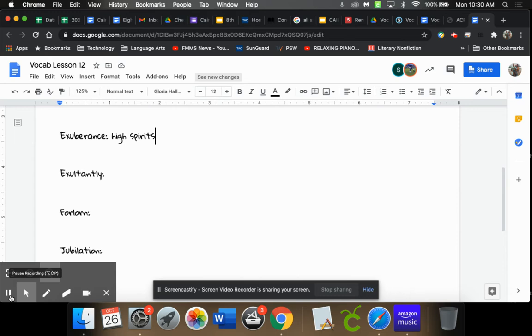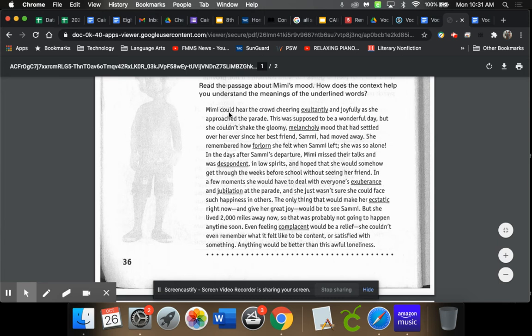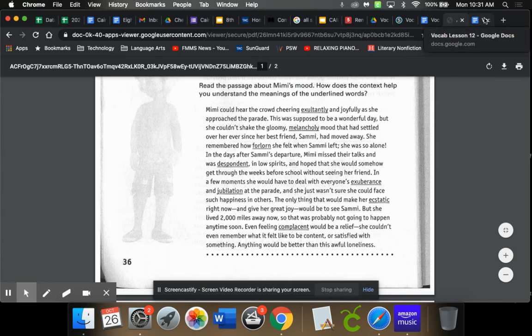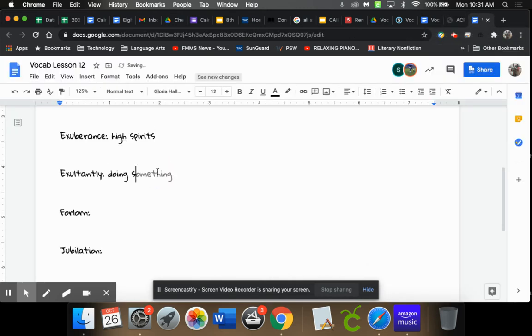All right, and exultantly is in the very first sentence. Mimi could hear the crowd cheering exultantly and joyfully as she approached the parade. So exultantly is doing something with a lot of rejoicing, with great rejoicing. It's happiness, rejoicing, having pride. You're very happy. Okay, triumphantly, filled with joy, essentially.